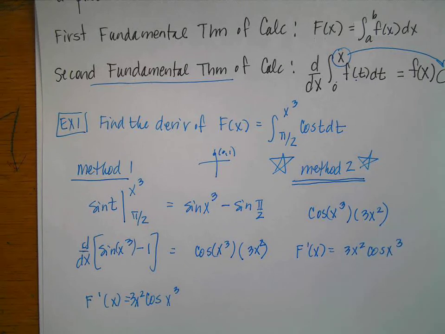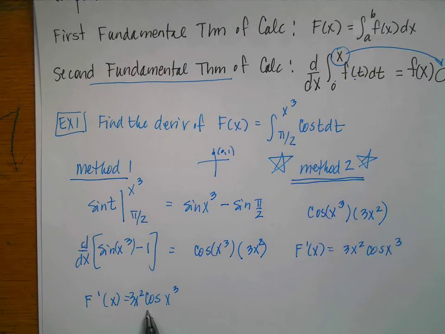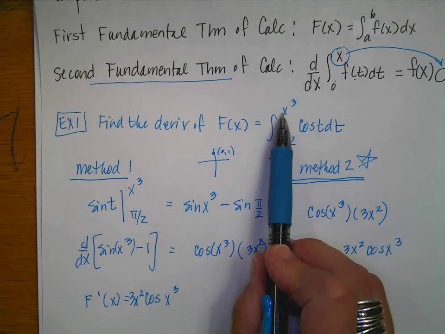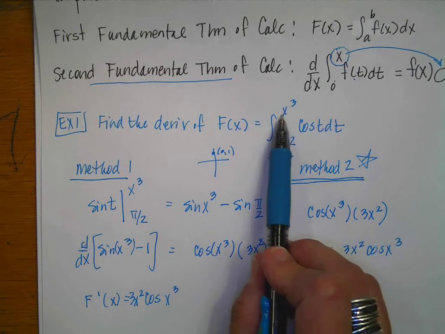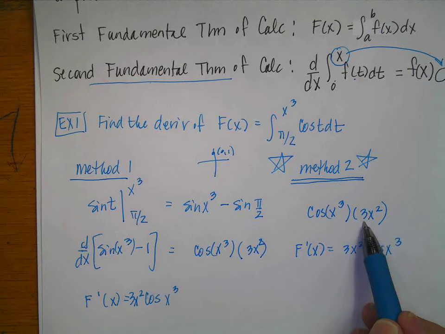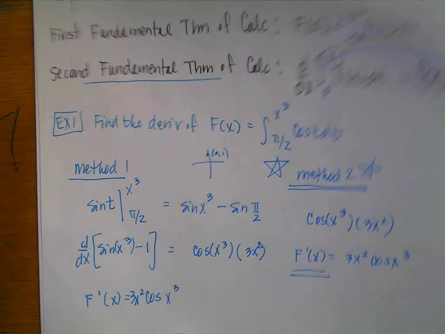Hallelujah, all done. The kicker is you have to remember, it doesn't matter what the bottom index is, because you'll notice it ended up going away anyway. The second fundamental theorem of calculus says if you're taking the derivative of an integral, I'm going to substitute the top index into the function, and then I'm going to multiply by the derivative of the top index, and that would be the chain rule, and that's it. So let's do another example, and we'll show you how it works, okay?